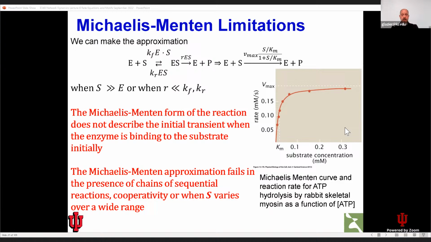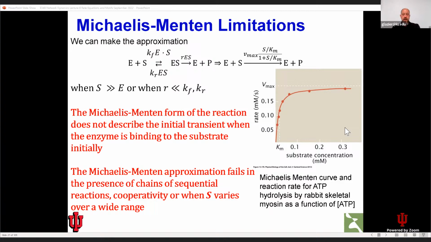And I can ask, how long is this approximation good for? Well, the approximation is fundamentally good when S is much, much bigger than E. Or similarly, when R is much, much less than K forward and K reverse. In any case, the Michaelis-Menten approximation is always going to fail during that initial transient when E and S are forming the complex. And it's also going to fail when the amount of S is comparable to or less than the amount of E. On the other hand, provided that the limits that you've observed are right, then it works pretty well.